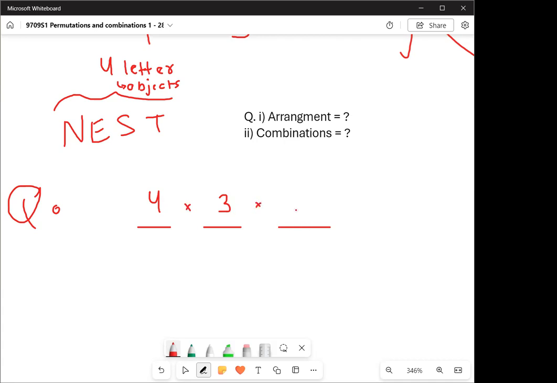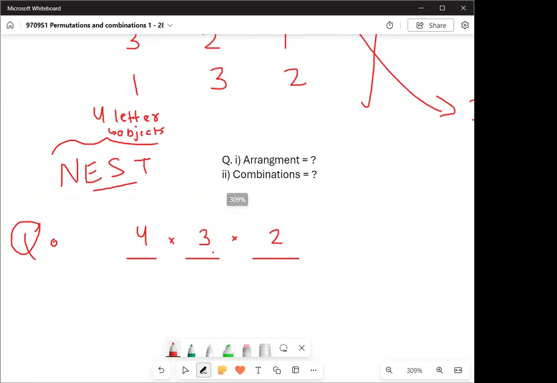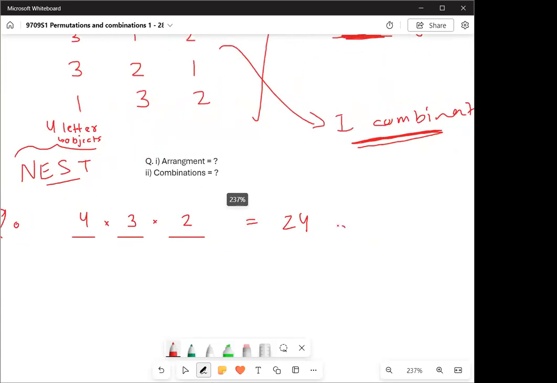Now in the third place, how many options are left from these? 2. I don't know which 2 these are. It could be any of them. Depending on if n is gone in the beginning, then only e, s, t are left. If e is gone, then only s, t are left. It doesn't matter which one it is, but it will always be 2 which are left. Now, the answer would be 4 into 3 into 2, which is 24 arrangements.